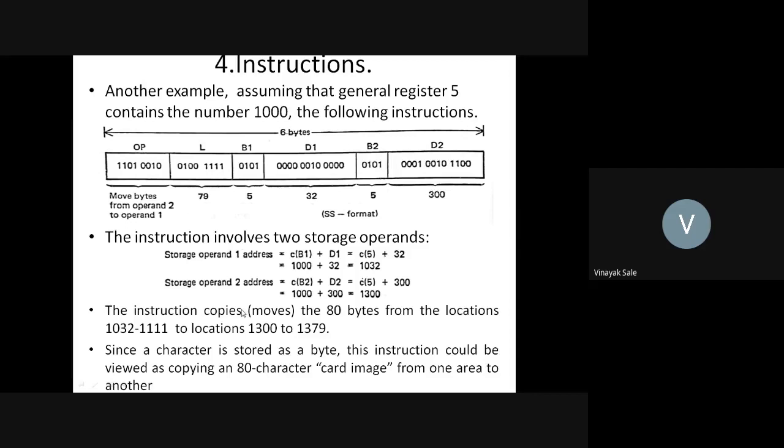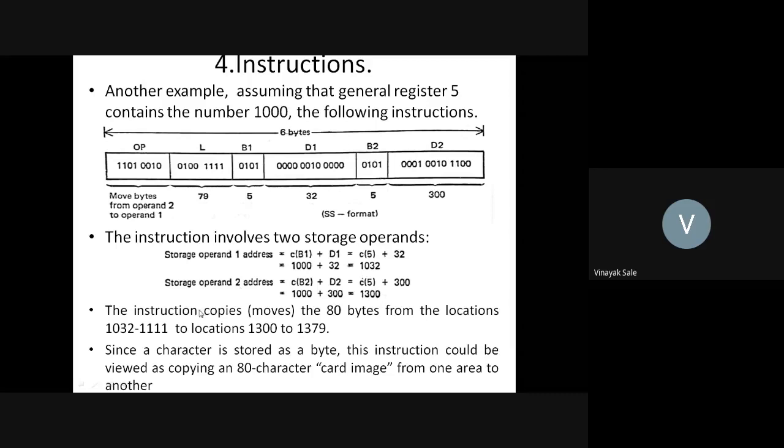Similarly, the storage operand 2 address is base 2 plus displacement 2. So base 2, C of 5, is again equal to 1000, plus displacement 2, which is 300, so 1300. So these two are separate addresses.